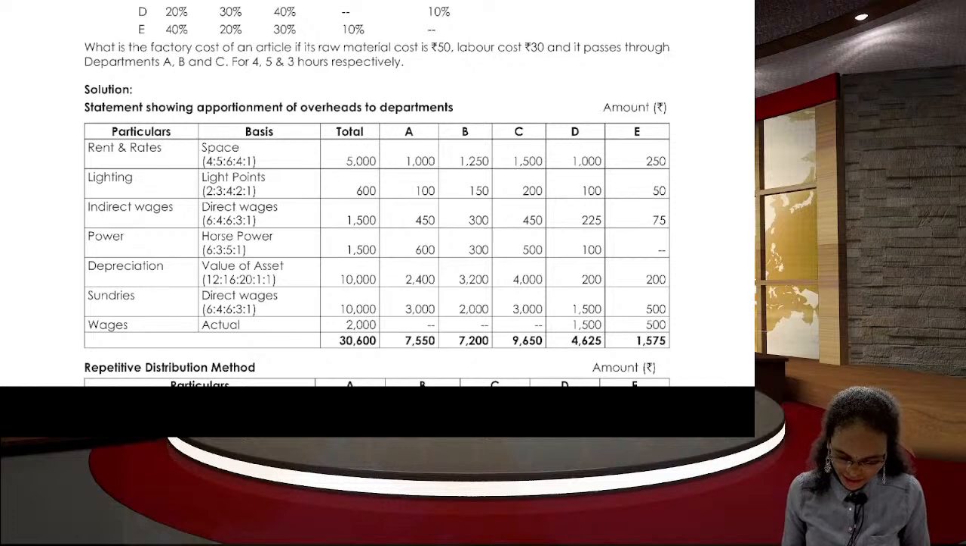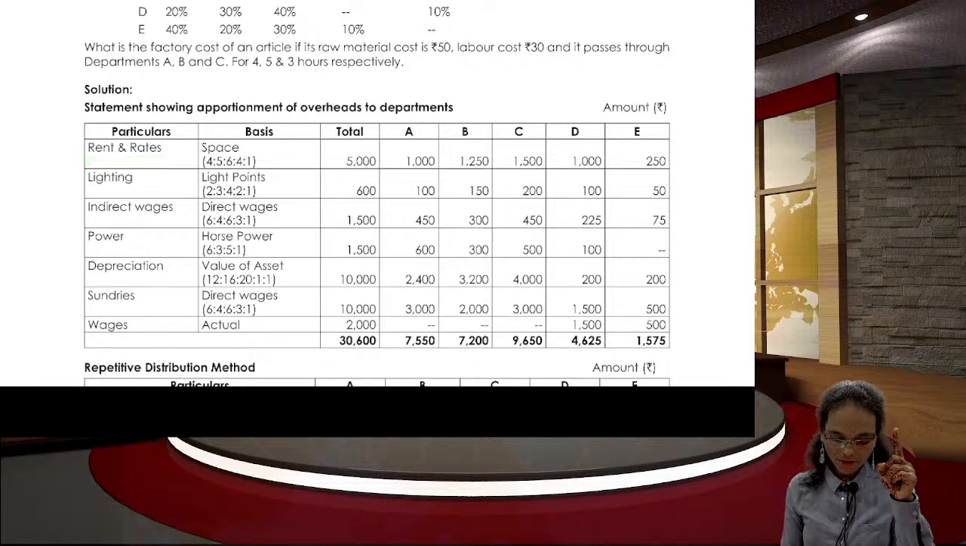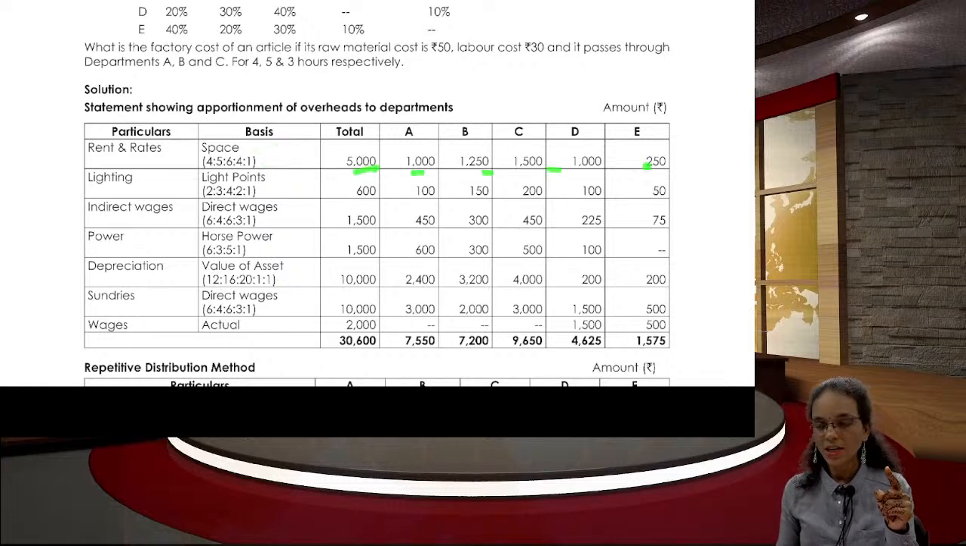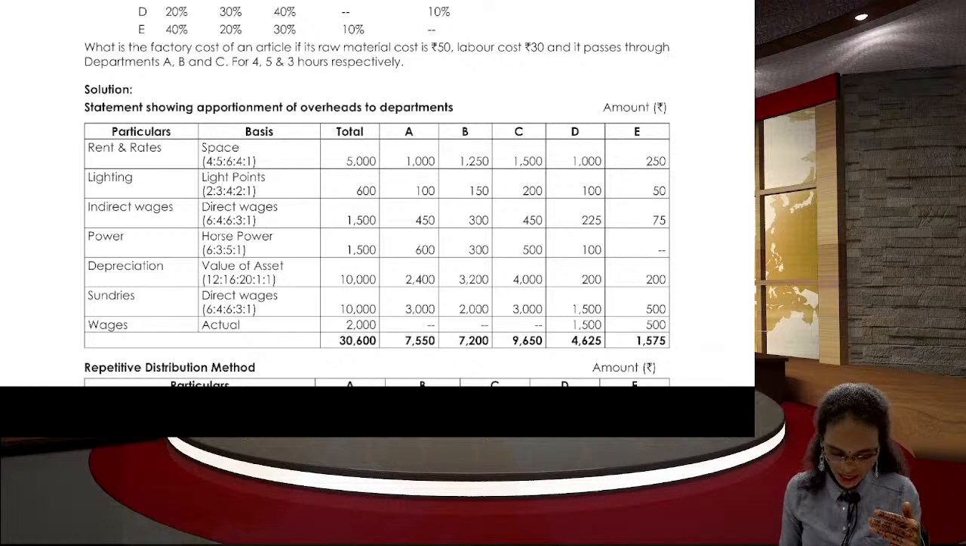Rent, I told you, is on the floor area; that is a space. I think you understood this one. We will go on; this is the third problem, on the same concept. And lighting also, on the number of light points, you know how to calculate. Indirect wages on the direct wages, power on the hours power, depreciation on the value of the asset, sundries on the direct wages. So you know how to calculate this one, right?